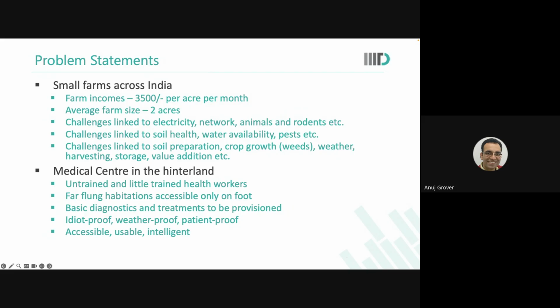Comes to farms, millions of farms. The average size of an Indian farm is less than 2 hectares. So many farms, you can make an impact. Your product can go and sell. Huge markets we are looking at.